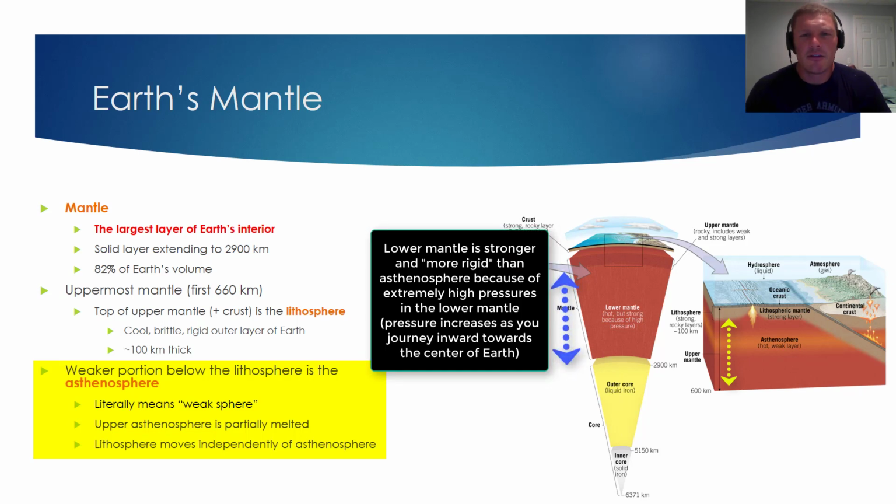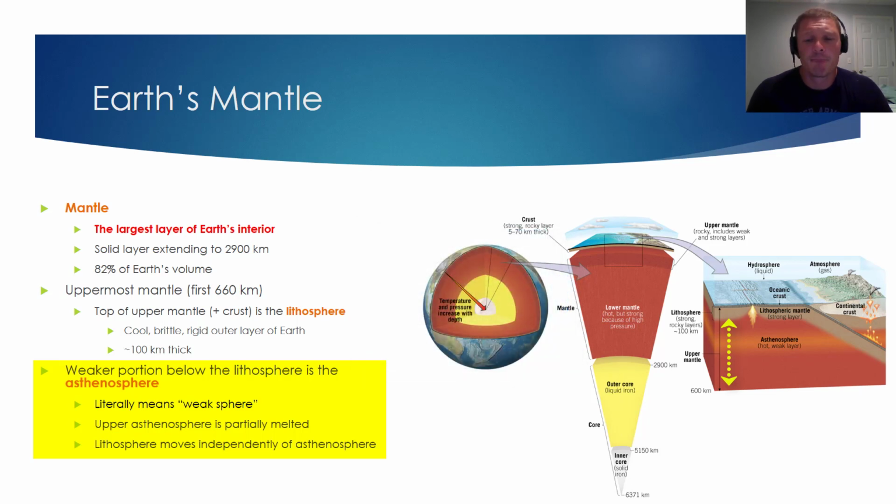Now the lower layer of the mantle, which makes up the majority of the volume of the mantle, is also hot like the asthenosphere. But the lower mantle is strong because of extremely high pressure. The asthenosphere is the weak sphere because pressure increases with depth, and the asthenosphere is not a layer that's particularly deep into Earth's interior. Remember, conceptually speaking, the lithosphere kind of floats atop the asthenosphere, and that's what allows the plates to move.